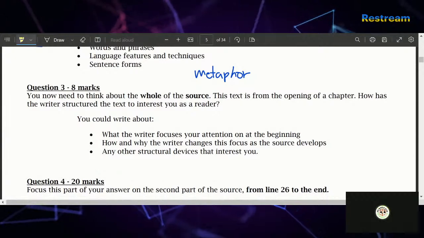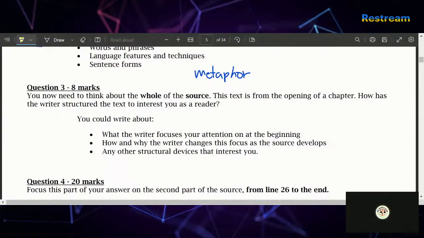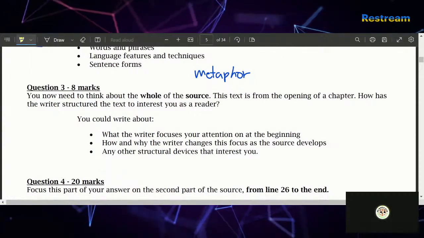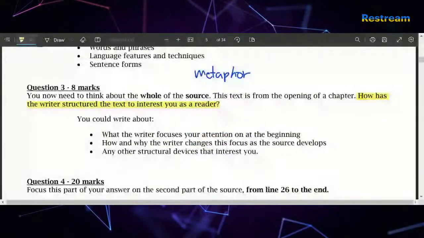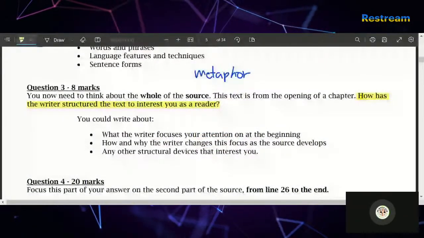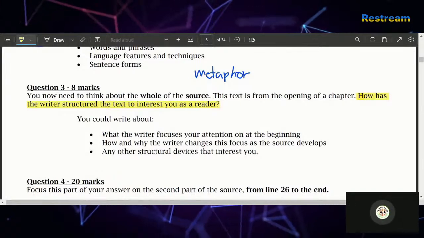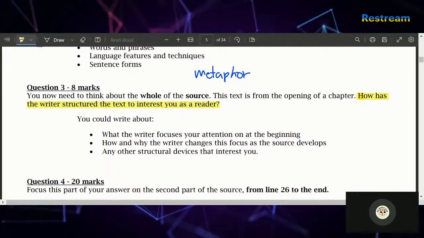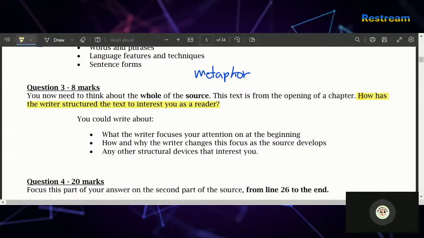Structure is how a text begins, develops, and ends. So you need to think about how, where, and why the writer has introduced things such as setting, narrator, character, atmosphere, events, and you're expected to write 2 to 3 paragraphs.